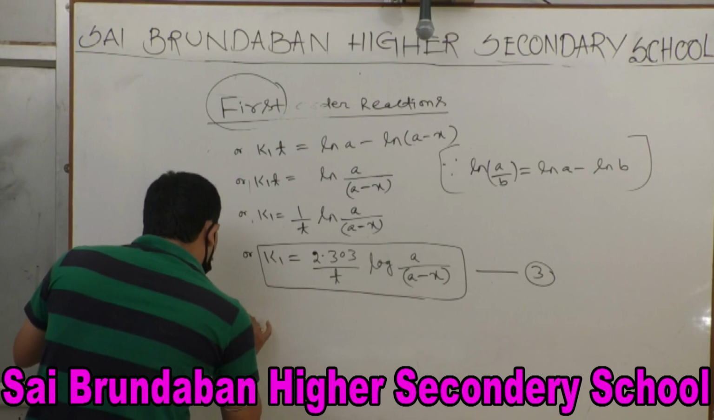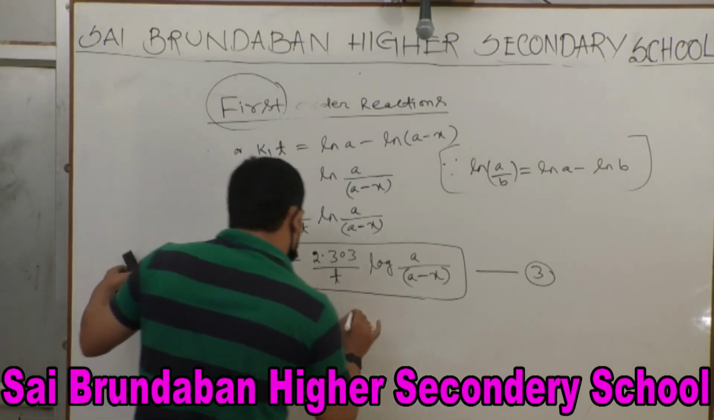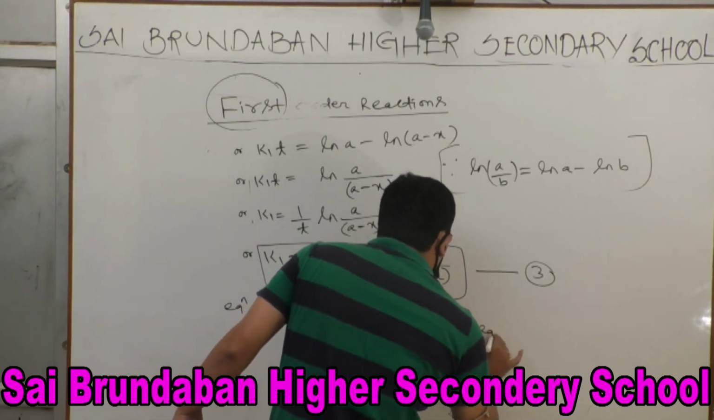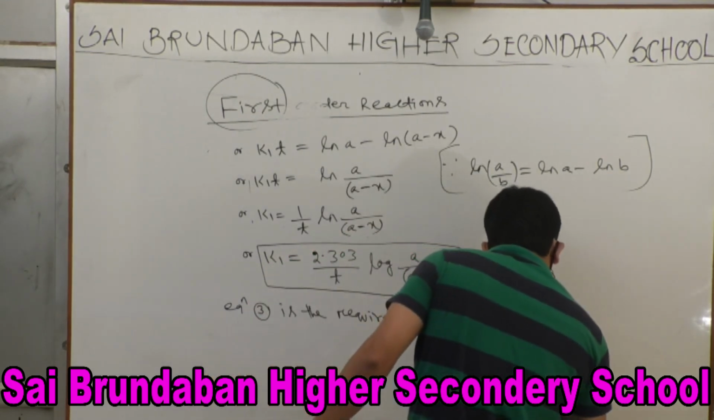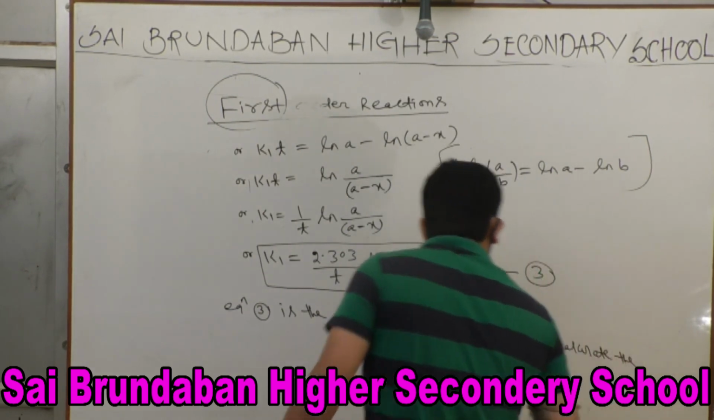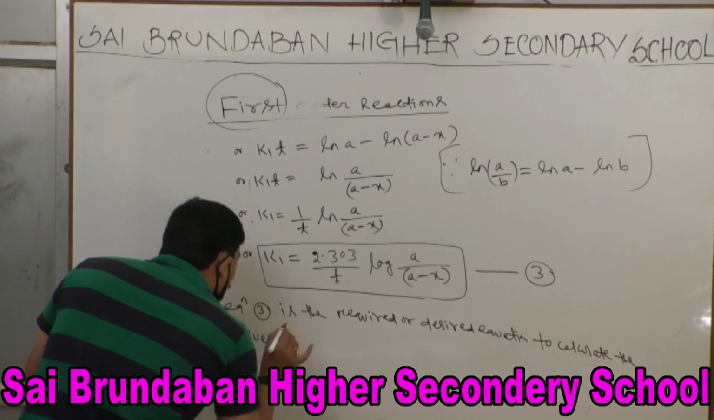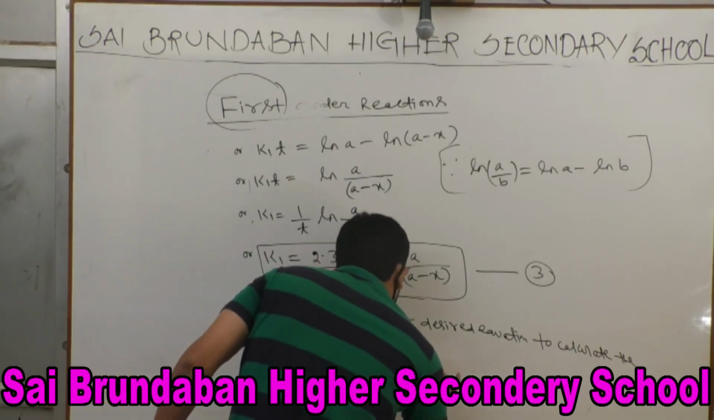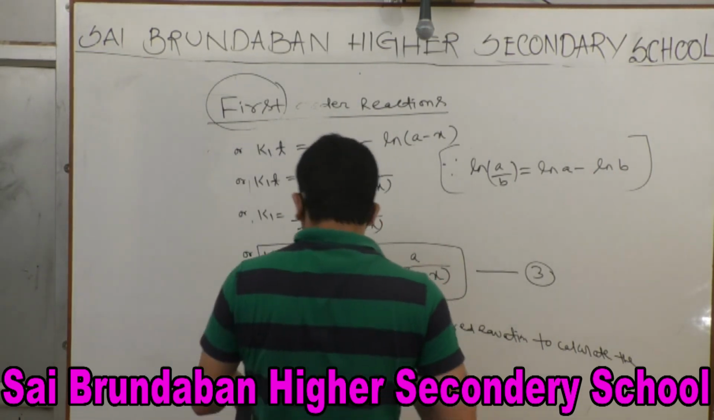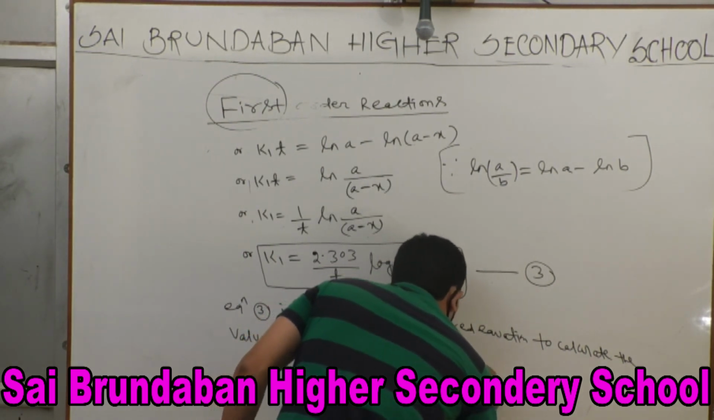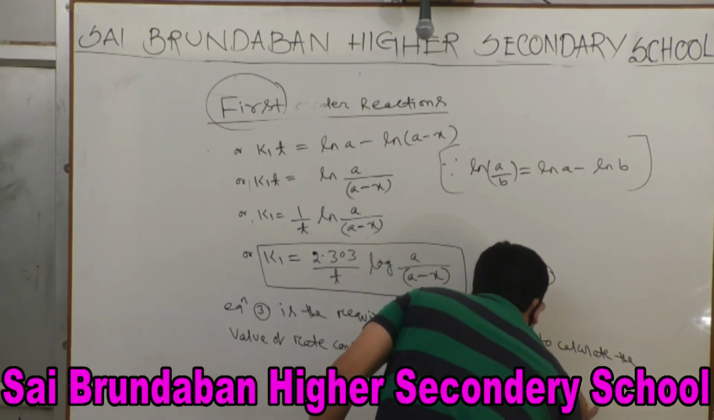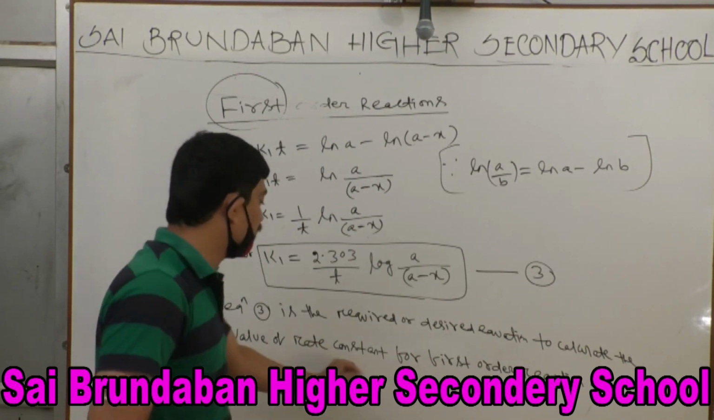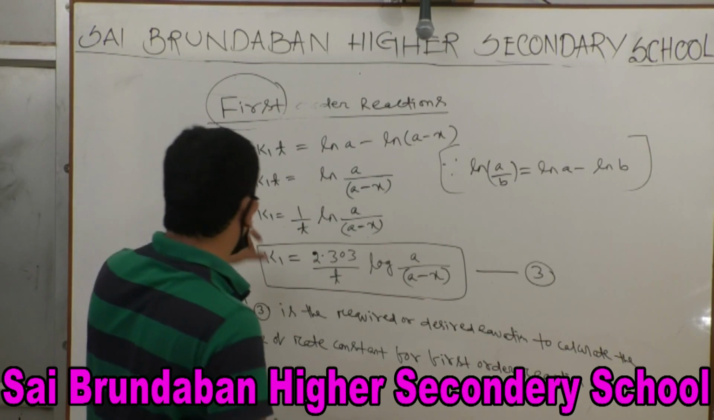So we can write, equation 3 is the required or desired equation to calculate the value of rate constant for first order reaction. So by applying this equation, we can calculate the value of rate constant for first order reaction.